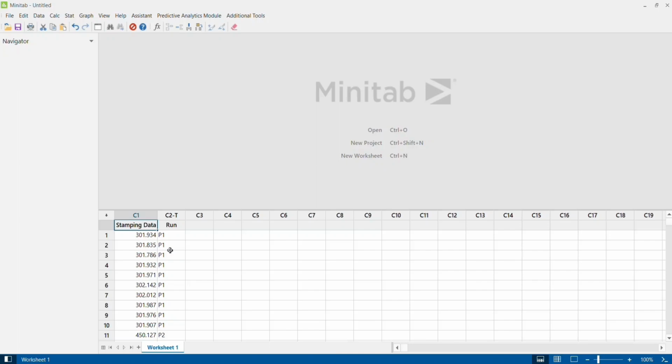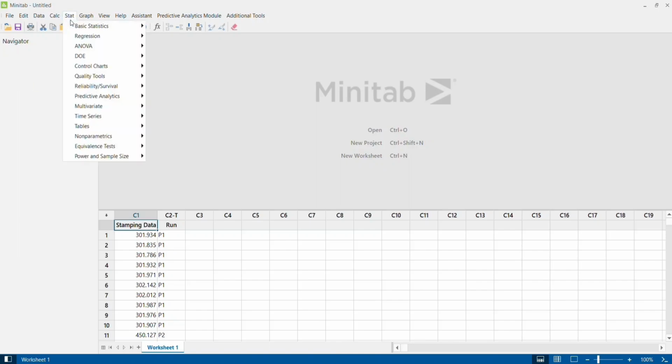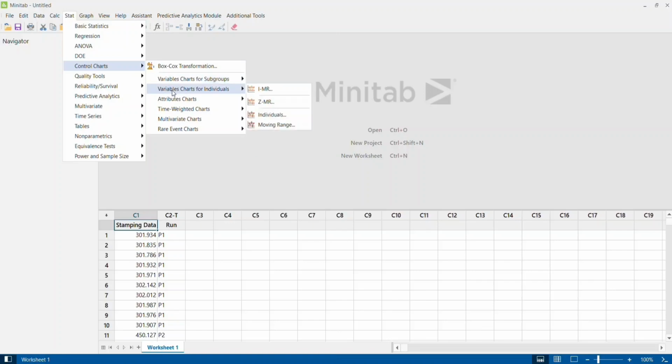So now I need to draw the Z chart. So I click on stats, I click on control charts. In control charts I select control chart for individual data and here I select ZMR, monitor the mean and the variation, that is moving average of different parts when relatively few units are made for each part as in short production run.